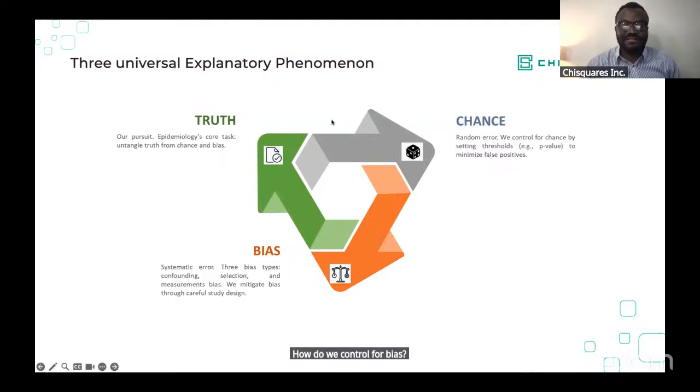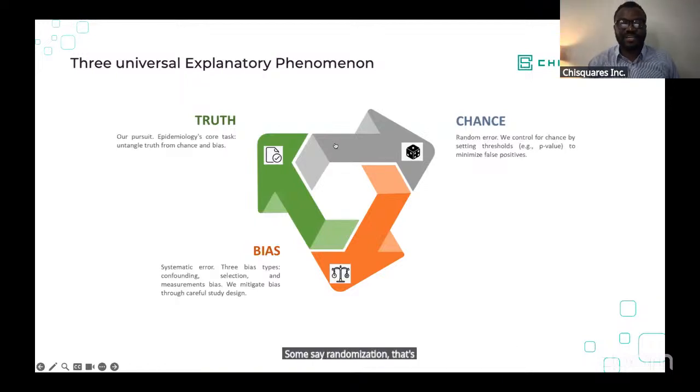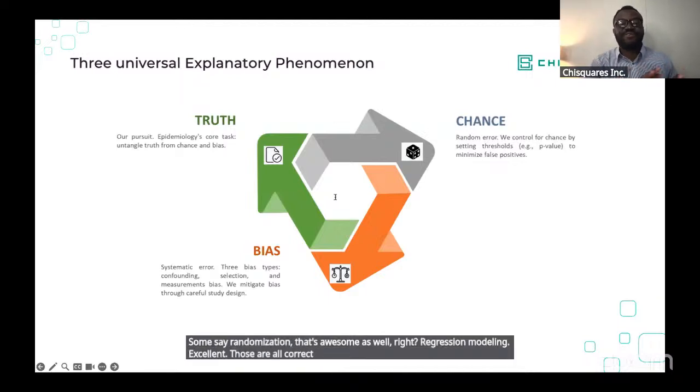So I can see a lot of answers here. Some say through research design, exactly. Some say through stratification, that's exactly right. Some say randomization, that's awesome as well, right? Regression modeling, excellent. Those are all correct. Those are ways we control for bias.